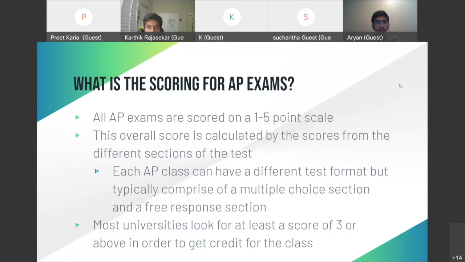Since AP tests have many different formats, the method of scoring is not always the same between different tests. This score not only gauges your understanding of the course content, but is used by colleges to determine whether or not you can receive credit for the AP course. Most universities require you to get a score of a 3 or above. However, more prestigious and competitive schools may require a 4 or 5, or in some cases, like Harvard, only 5s to receive credit.